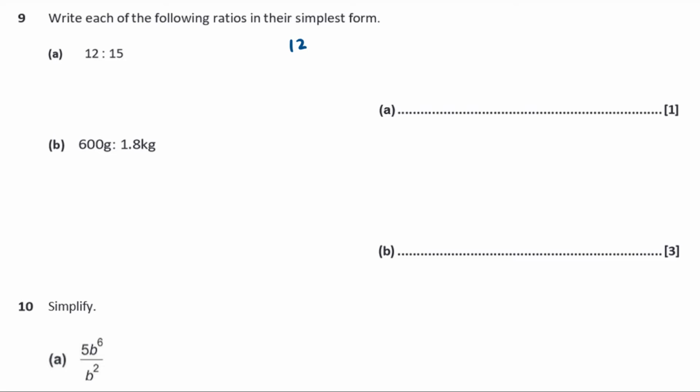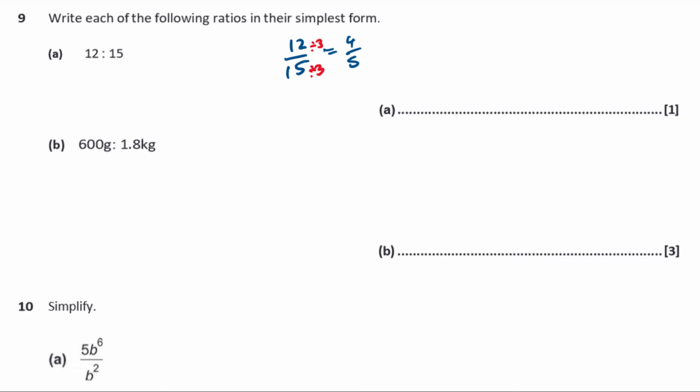If I gave you 12 over 15, you'd be looking for common factors, top and bottom, that you could cancel it down. Now 12 and 15 have got a common factor of 3, so you could divide top and bottom by 3 and you would get 4/5. Okay, that's how you cancel down a fraction.